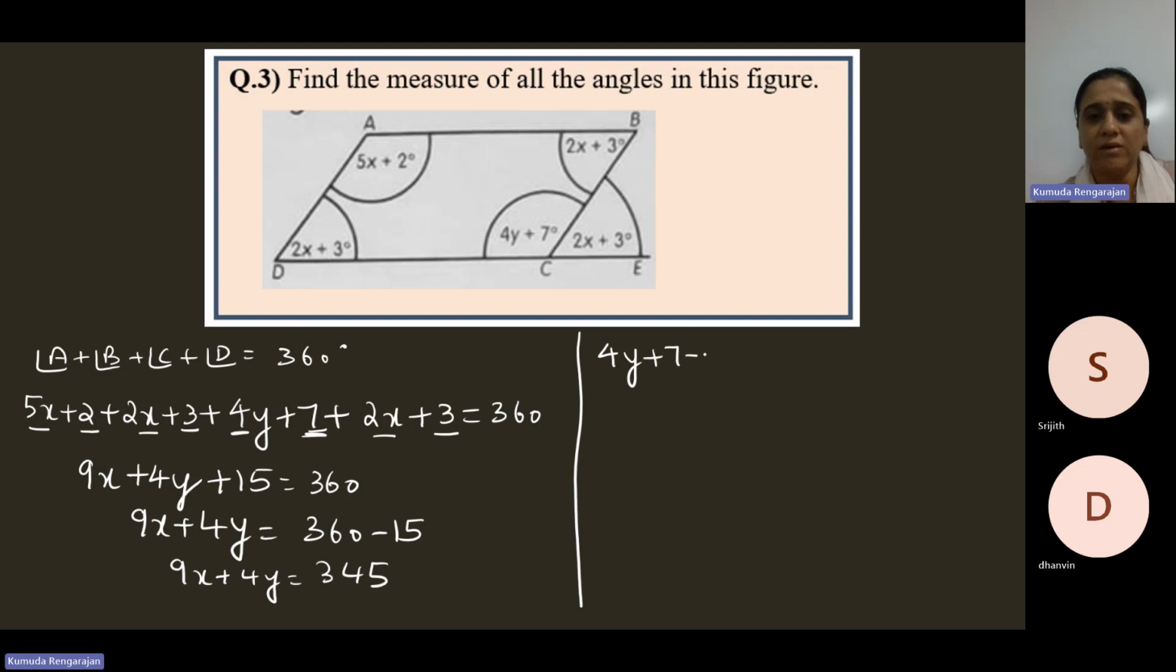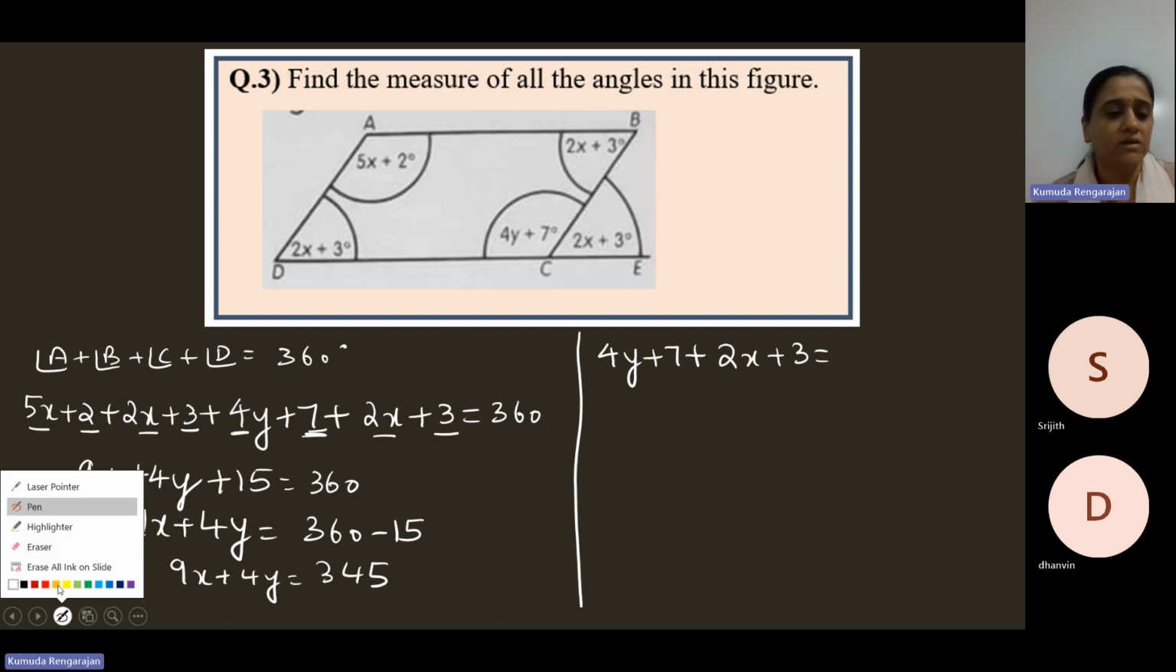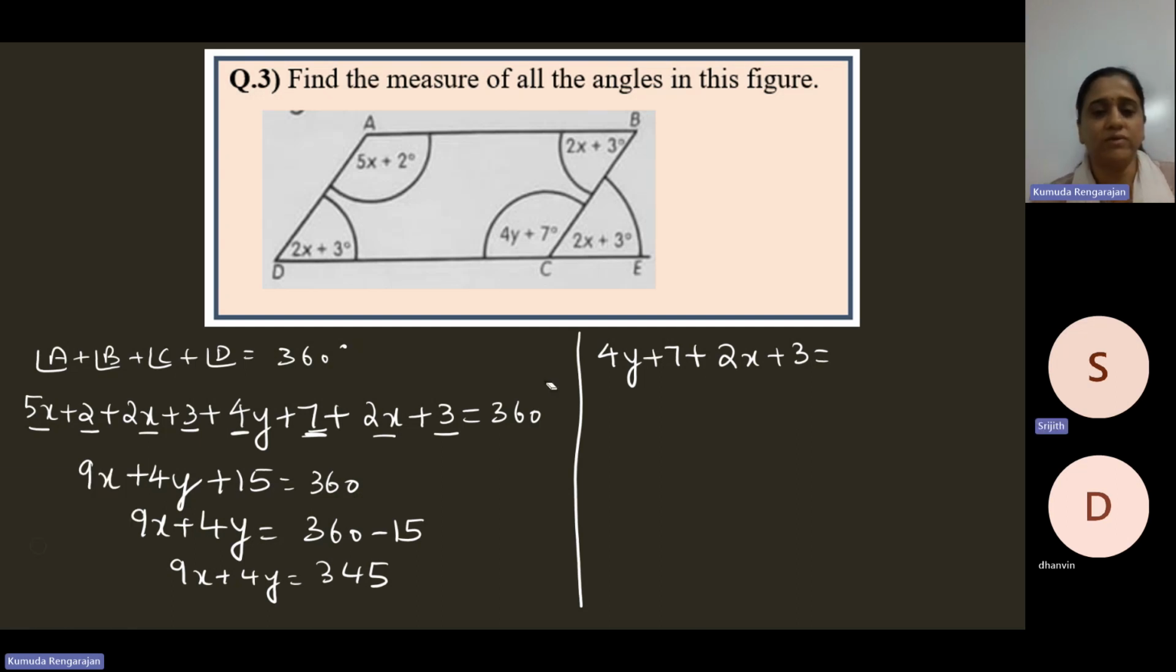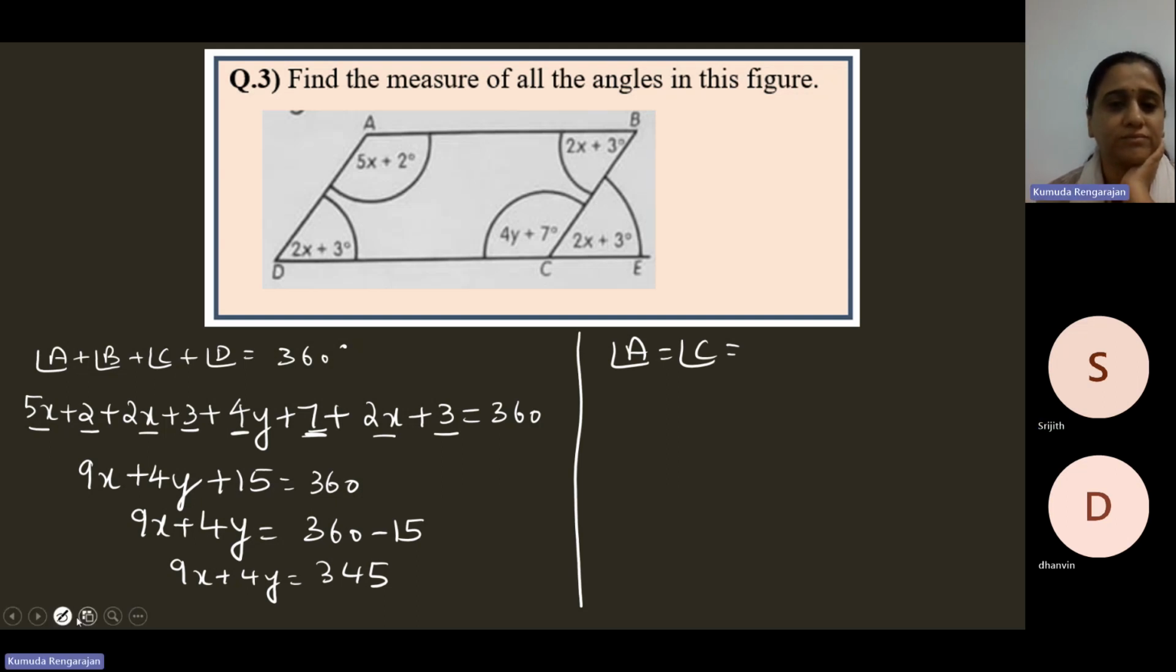Now, what is 4y plus 7 plus 2x plus 3 equal to? One minute, we can use another property also. Now, is angle A equal to angle C? Yes, ma'am. Yeah, so angle A is equal to angle C, right? Yes, ma'am. Why is angle A equal to angle C? Ma'am, because they are opposite sides, ma'am.